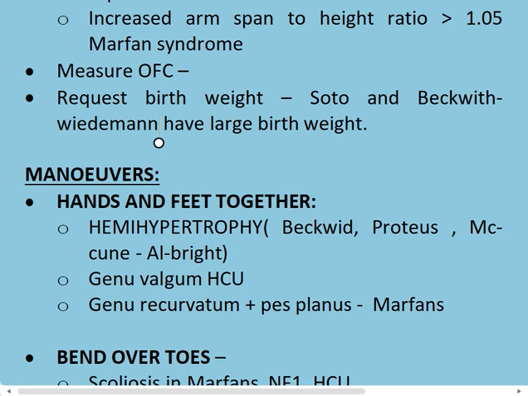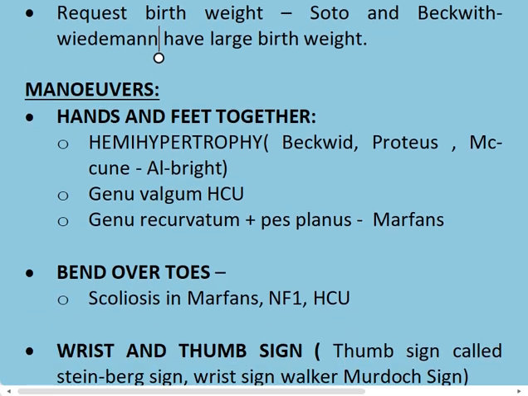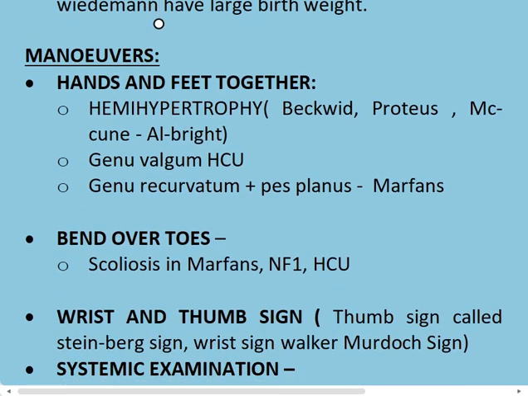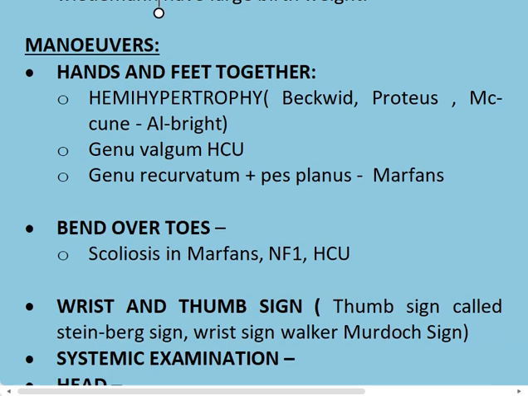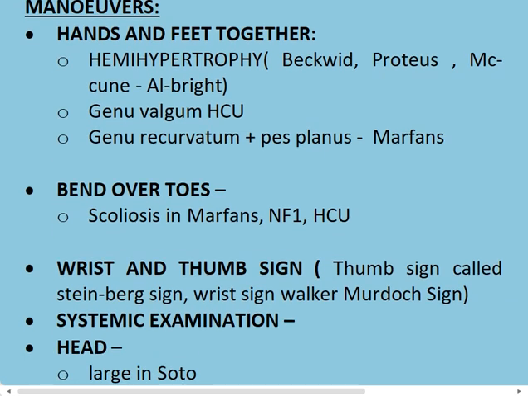First, hands and feet together to check for hemihypertrophy, which occurs in Beckwith-Wiedemann syndrome, Proteus, McCune-Albright syndrome, then genu valgum of homocystinuria, then genu recurvatum and pes planus in Marfan syndrome. Then you tell the child to bend over and touch toes, which shows scoliosis in Marfan syndrome, neurofibromatosis 1 and homocystinuria. Then wrist and thumb signs. Thumb sign is called Steinberg sign. Wrist sign is Walker-Murdoch sign.